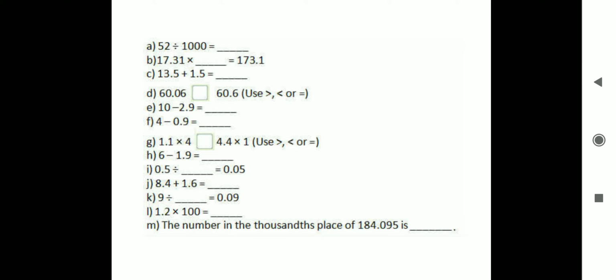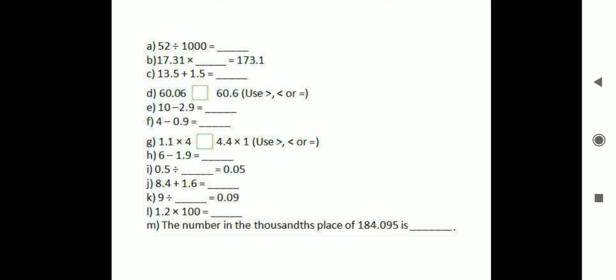Now second one is 17.31 multiplied by something will give you 173.1. Now here the decimal point, if you can see, has shifted ahead. Okay, so it is multiply by 10 because it has moved one space ahead. Next is 13.5 plus 1.5. You are going to work out and check your answer.